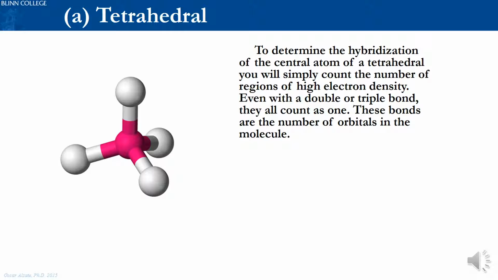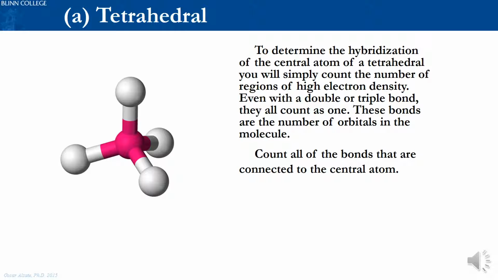To determine the hybridization of a central atom of a tetrahedral, you will simply count the number of regions of high electron density. Even with a double or a triple bond, they all count as 1. These bonds are the number of orbitals in the molecule. So count all the bonds that are connected to the central atom, which is pink.